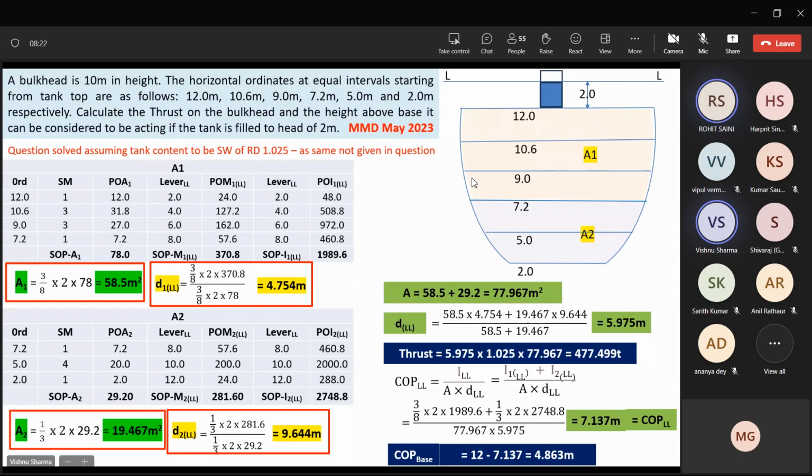How many ordinates are there, beta? Sir, 7 ordinates are there.